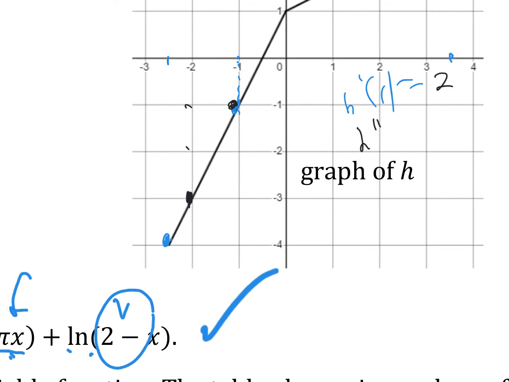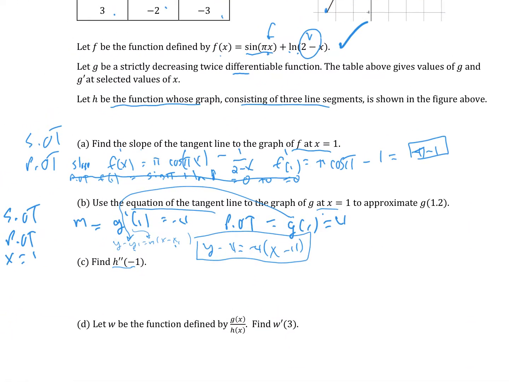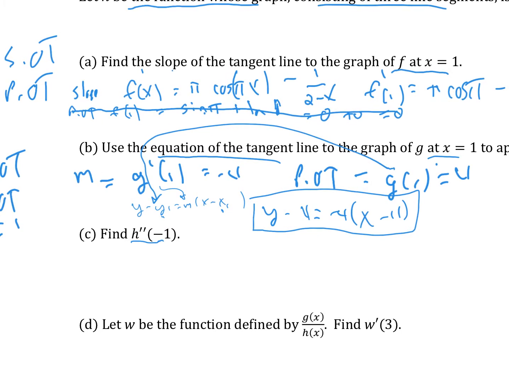H double prime, I didn't even have to think that hard. The derivative of a constant would always be 0. So he said they were line segments. So h double prime of -1. If you want to show the work, you can say h prime of -1 was 2. H double prime of -1 is 0.